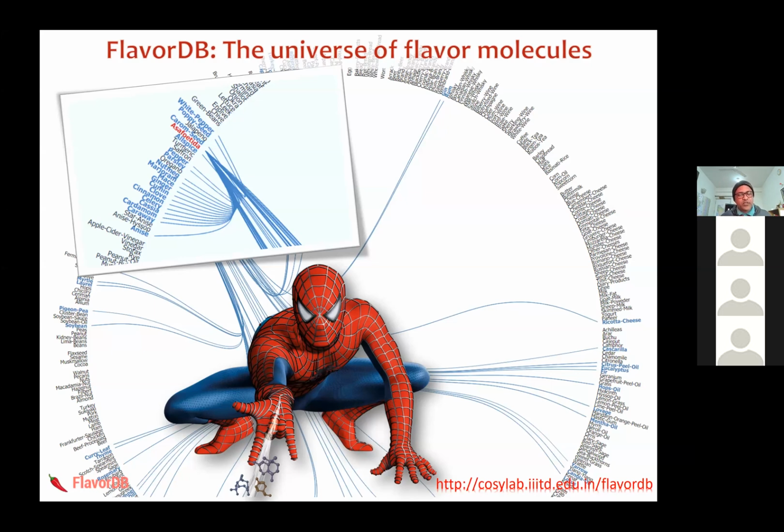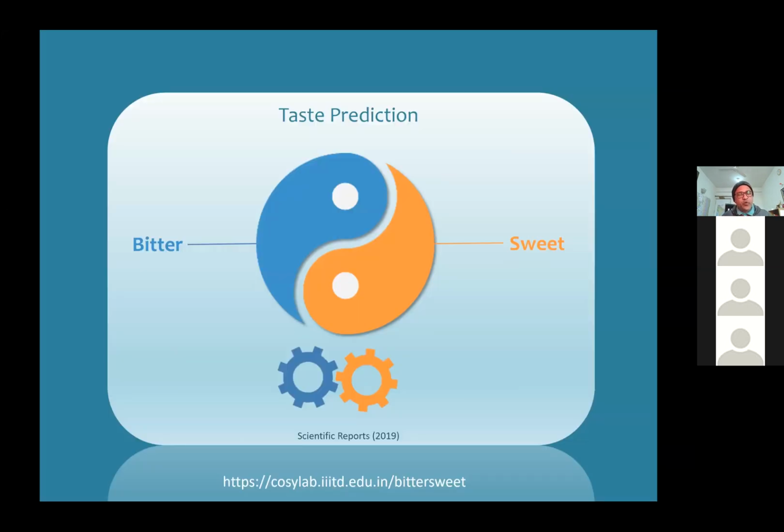The URL is at the bottom. If you search for FlavorDB, you will get it. The first link in Google will be ours, and you should be able to search it, do the food pairing if you wish to, and play with it. In the molecular space, we have also worked on taste prediction. Given a molecule, a small molecule, or now we are working with peptides as well, can you predict what taste it would have? Would it be bitter, sweet, salty, sour, or umami?